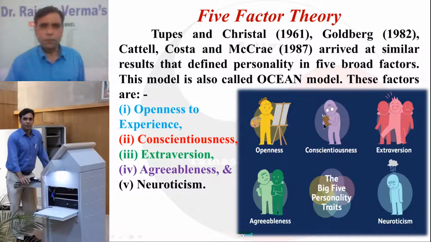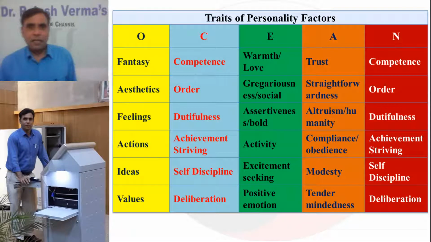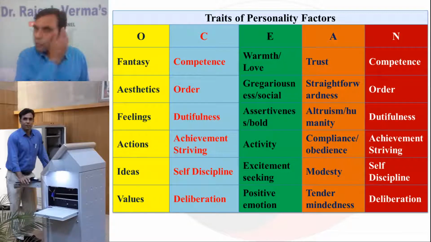This very important, very interesting image was downloaded from the Verywell Mind website. You can see here openness to experience, conscientiousness, extraversion, agreeableness, and neuroticism. So let us define each trait a little bit for ease of understanding. These are the traits, the personality factors. This is the OCEAN model: openness to experience, conscientiousness, extraversion, agreeableness, and neuroticism.